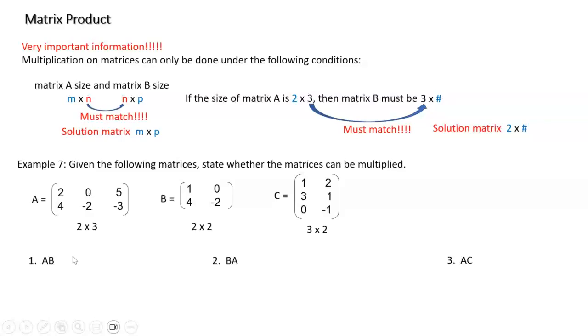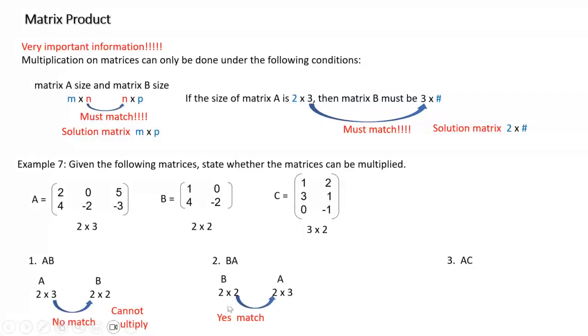Well, let's find out. A times B. If you notice, matrix A is a 2 by 3, matrix B is a 2 by 2. So the two numbers in the middle are not the same. So this is not possible. No match, so it cannot be multiplied. How about if we reverse it? This is A times B. How about if we do B times A? B is a 2 by 2. A is a 2 by 3. Now we have a match. So yes, it can be done. And the answer will be a 2 by 3 matrix.